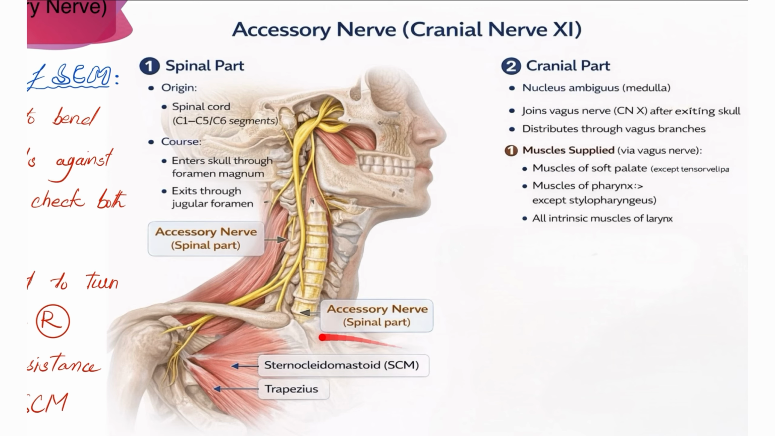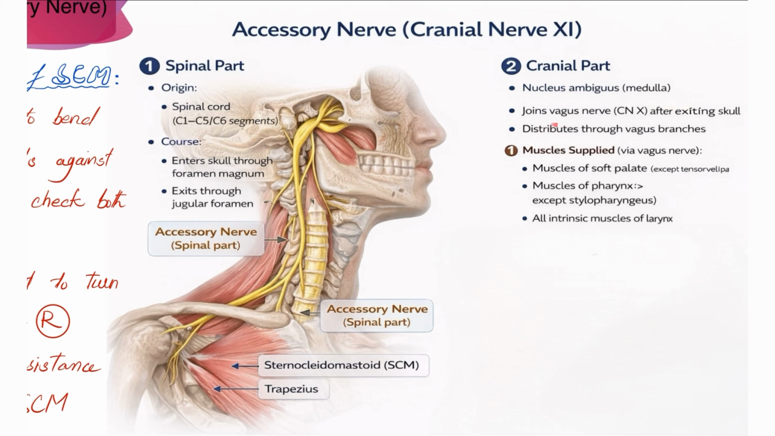while the other part of the accessory nerve is the cranial part, which arises from a part of medulla which is called nucleus ambiguus, and it joins the vagus nerve and innervates the structures which are innervated by vagus nerve, like muscles of soft palate, muscles of pharynx, except stylopharyngeus muscle, and all intrinsic muscles of larynx.